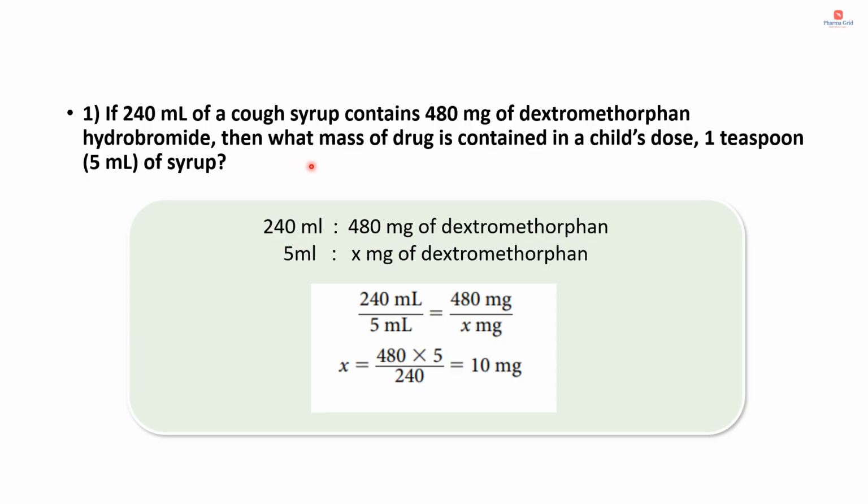Okay, so we need to find out the mass or amount of drug contained in 5 ml of the syrup. In the question, they have given that 240 ml of the cough syrup contains 480 milligram of dextromethorphan. We need to find out the amount or mass in 5 ml. So let it be x milligram of dextromethorphan. Find out the value of x by cross multiplication. That is 480 into 5 divided by 240, that is equal to 10 milligram. That is 10 milligram is the mass of drug contained in a child dose, that is 5 ml of the syrup.